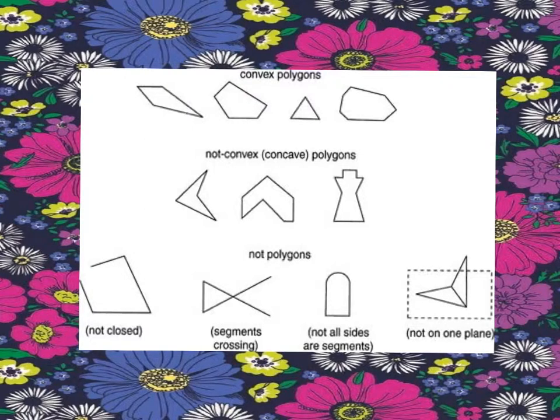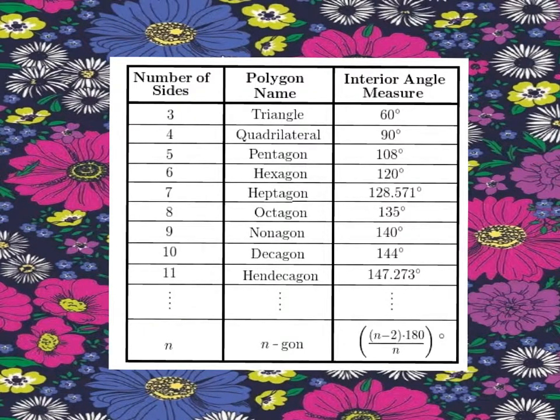So make sure you take the time to pause the video and write down what a convex polygon is, what a concave polygon is, and what classifies as not being a polygon, but just a shape. Here's a chart that explains the number of sides for a polygon, what the polygon name is, and its interior angle measurement. Go ahead and pause the video, copy down the chart in your notes, and when you're ready to follow along with me, go ahead and resume the video.